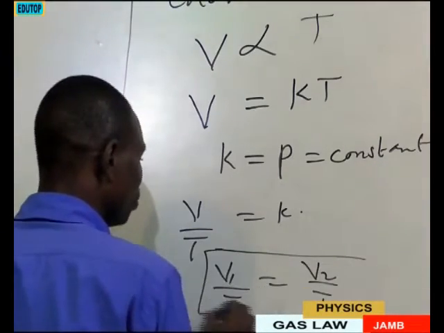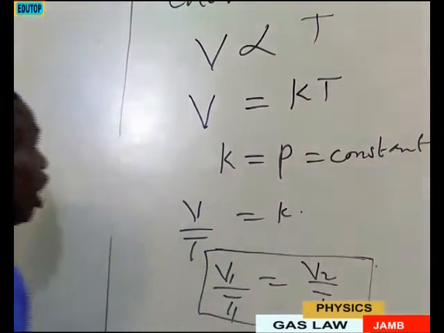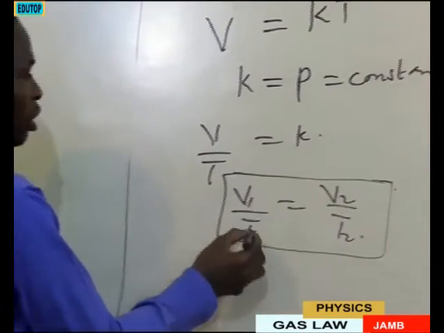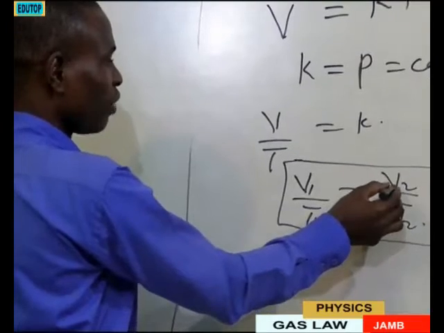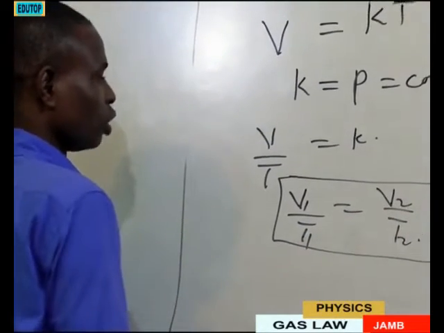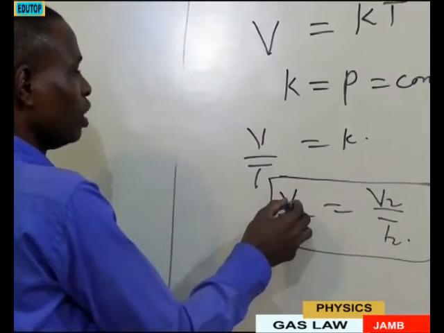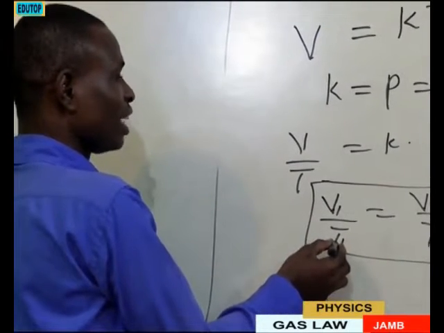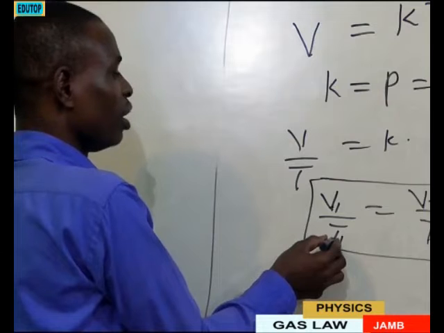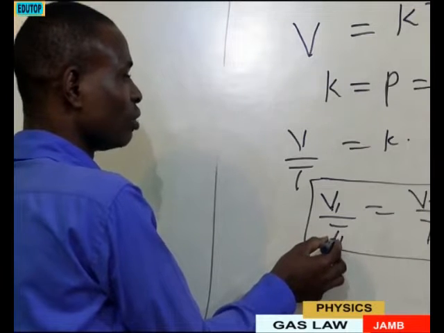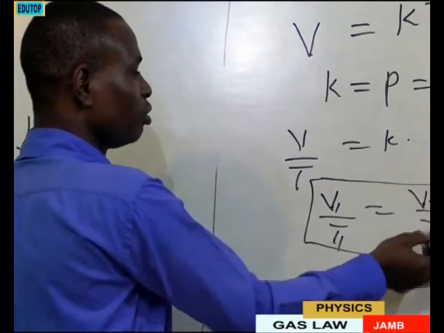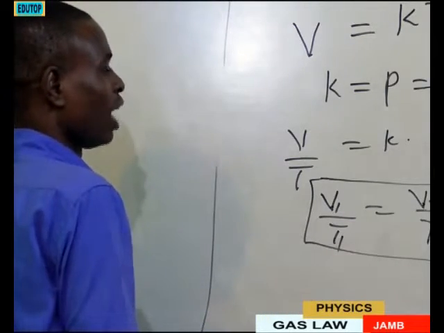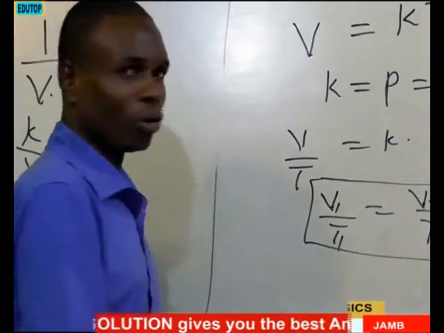And this is an expression for Charles' law. V1 is initial volume, T1 initial temperature, V2 final volume, T2 final temperature. The volume is measured in centimeter cube, the temperature is in Kelvin and can be in degrees Celsius. And that's all about Charles' law.